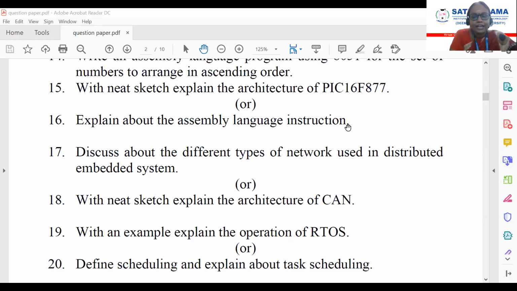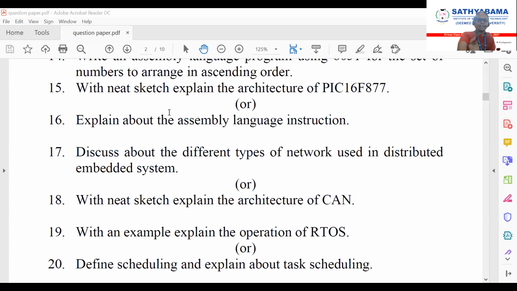Remember, here they didn't mention PIC, but we all know in the third unit we studied two processors. What are the two processors we studied in the third unit? PIC and ARM7, very good. So you have to say that for ARM7 we didn't study any assembly language instruction, so this is about PIC only.